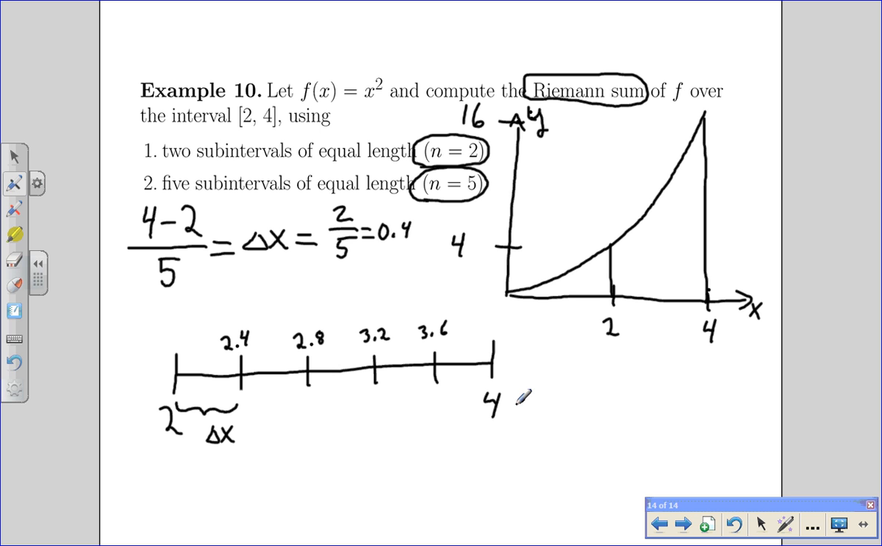Now if we use the right-hand endpoints, we'd start at 2.4 and go up to 4. And if we use the left-hand endpoints, we start at 2, because that's on the left, and we go up to 3.6. No matter which side you start at, you're only going to do 5 heights. So you either get the first one or you get the last one, but you can't get both endpoints. And if you do midpoints, you don't get either of the endpoints.